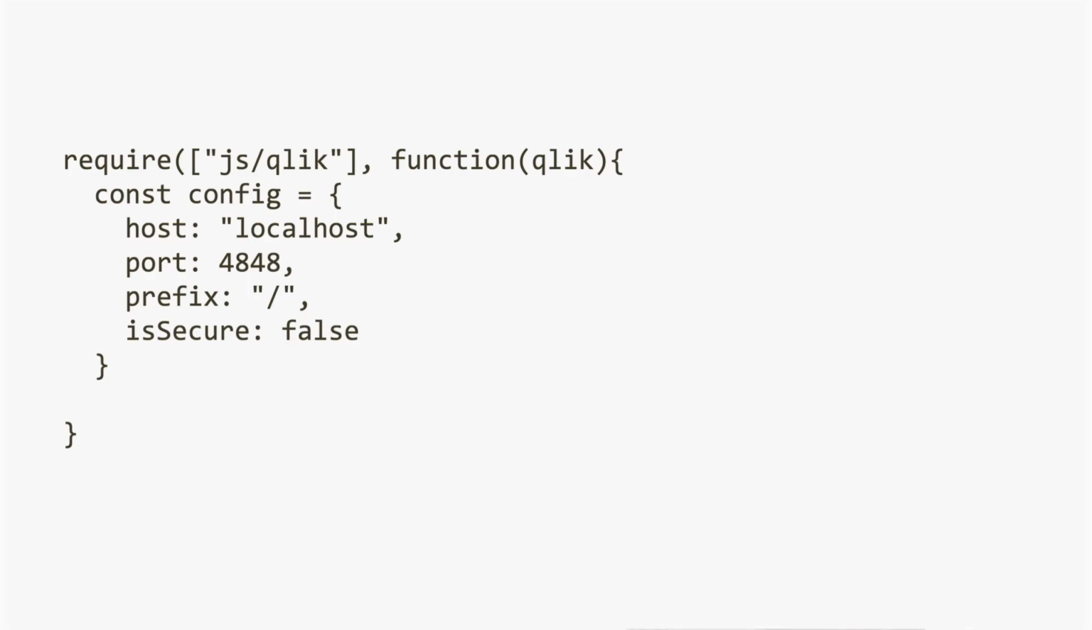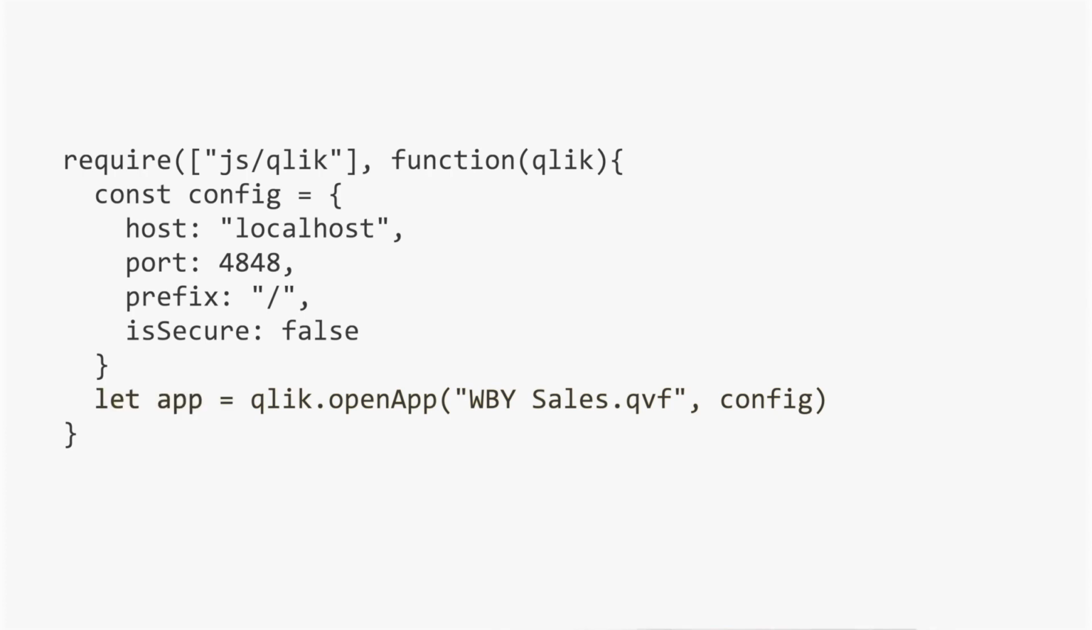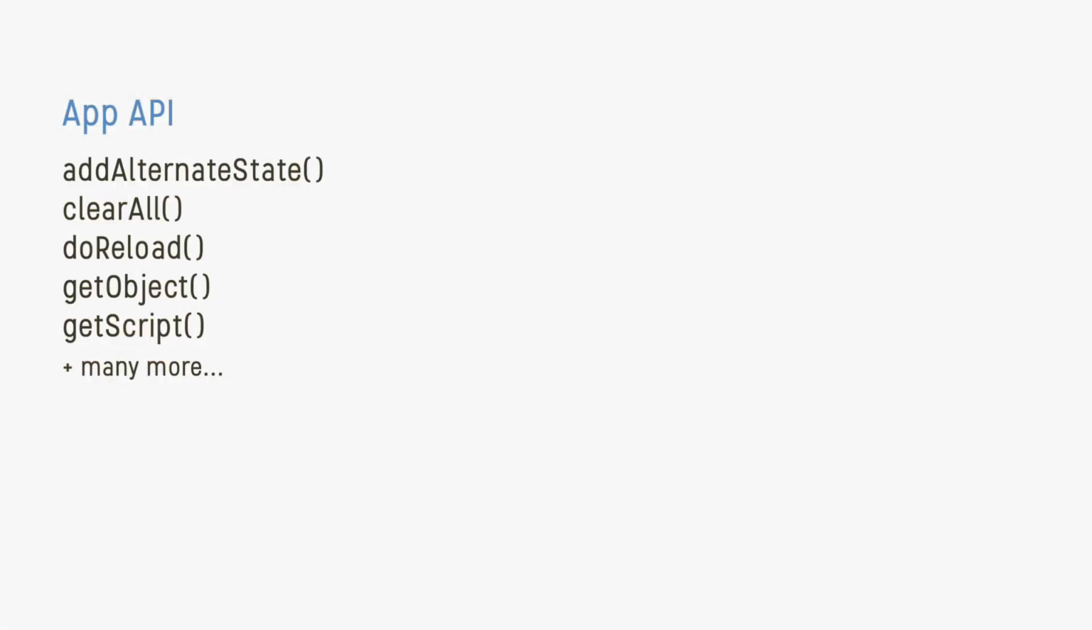To open the application, we can now use the OpenApp method, passing in the name or ID of our application and the config variable we just created. We'll store the result in a new variable called app. And this is a representation of the app API, which exposes a lot of different capabilities. Here are just a few of the things that we can do with it. We can now start consuming and creating content.